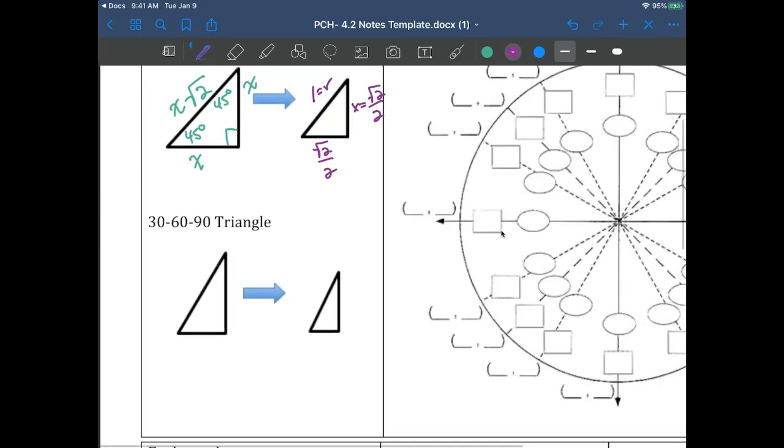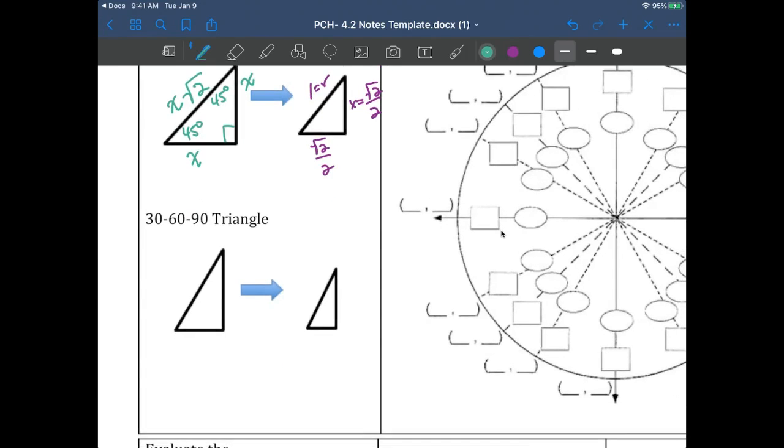A 30, 60, 90 triangle. We have 60, 30, and 90, or pi over 6, pi over 3, and pi over 2. The rules for those are x is the short side, 2x is the hypotenuse, and x root 3 is the side across from 60. So again, let's make our hypotenuse equal to 1.